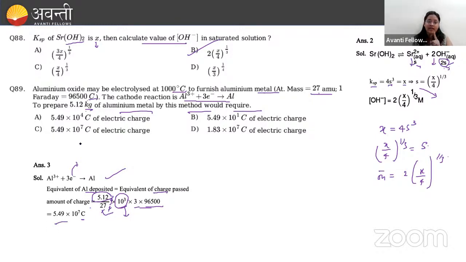5.49 into 10 raised to 7. That is option C. 10 raised to 4 is here, 10 raised to 1 is here, 10 raised to 7 is here. Okay, so what is the answer? The correct answer is 10 raised to 7.